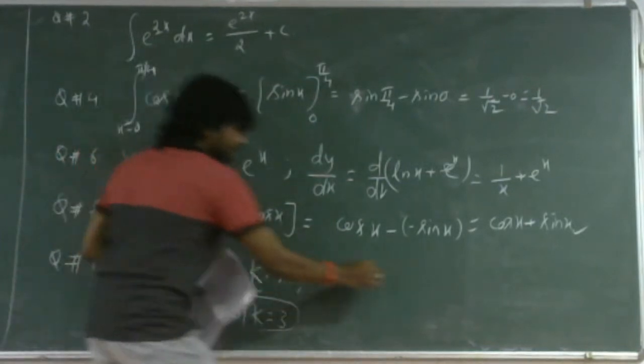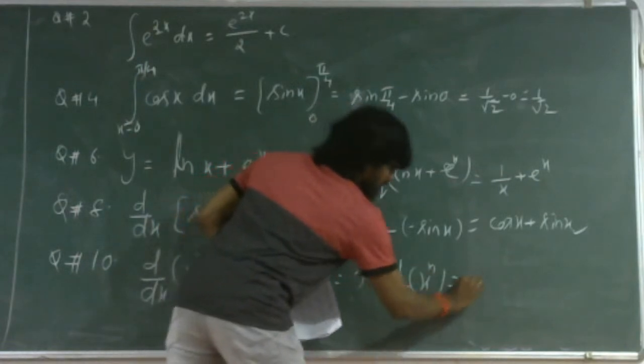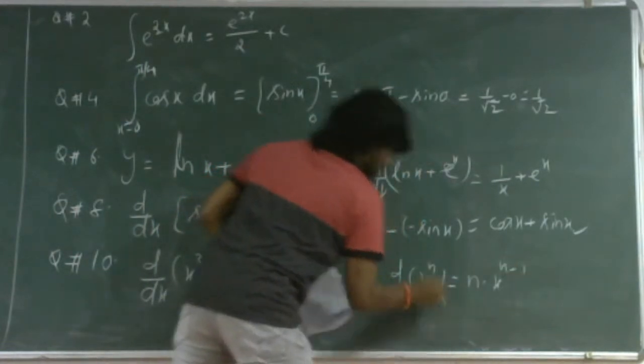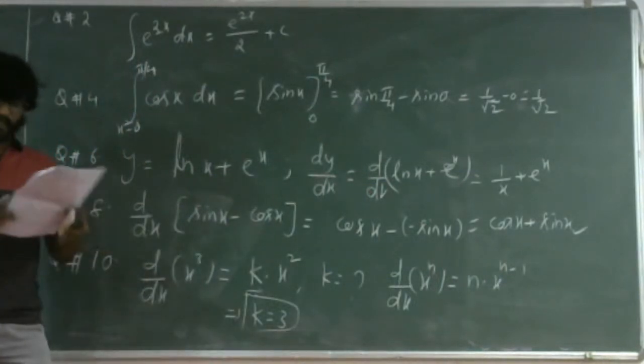If you want, you can write the formula here. d by dx of x power n is equal to n into x power n minus 1. Then in place of n we have 3. That's it. Right. Next.